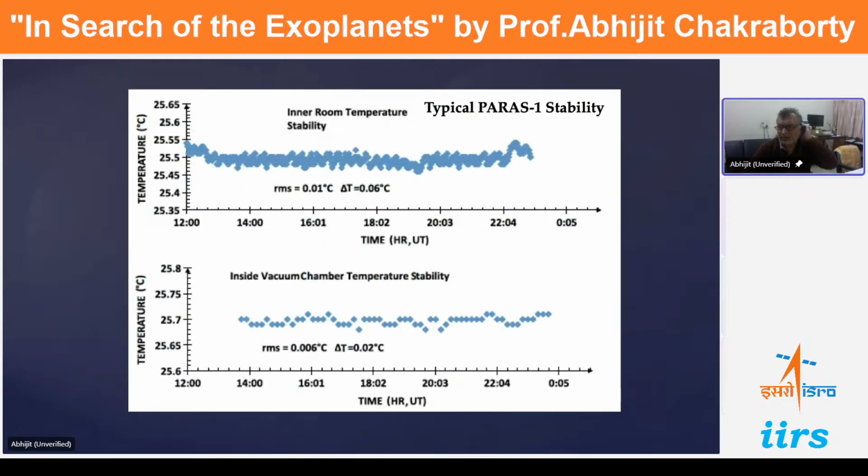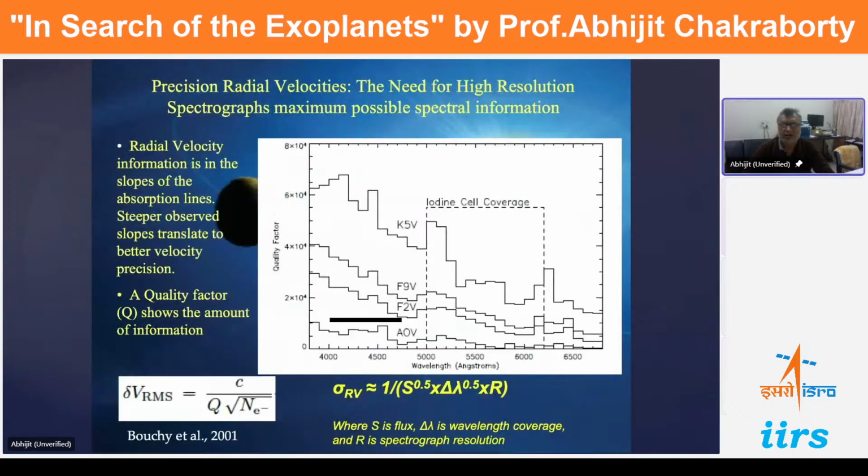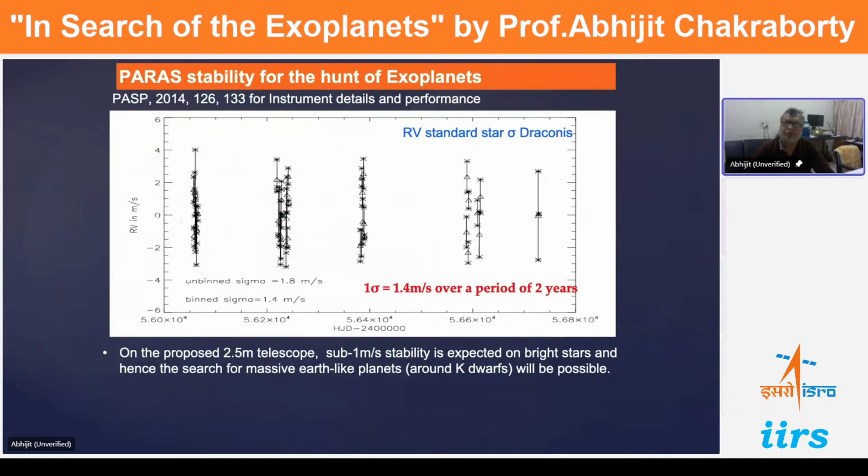So the typical temperature stability of PARAS-1 is shown here, and I will skip this. In PARAS-1 we have achieved, over a period of 2 years, about 1.4 meters per second, which means that we can easily detect Neptune-sized planets.